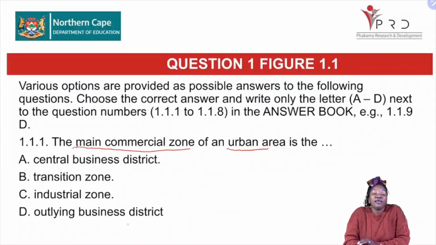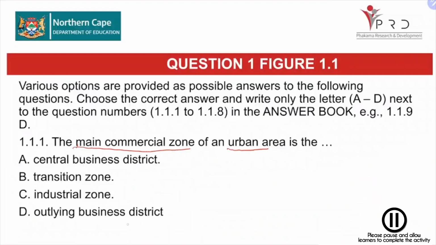So you need to choose where this main commercial zone is in the urban area so that you get the correct answer. Then secondly, once we have highlighted your keywords as well as what the question is asking, you need to eliminate the options that are obviously wrong. So I'm going to give you 1 minute per question because it's only one question. So we're going to display one question at a time, and then we do the correction. Then we move to the next question. So your 1 minute starts now.